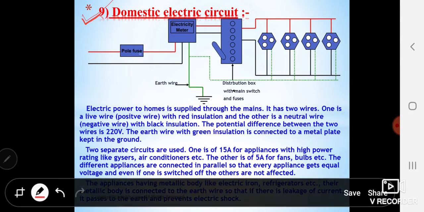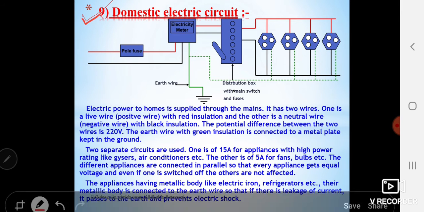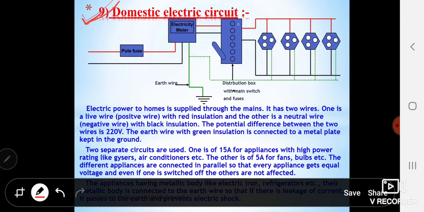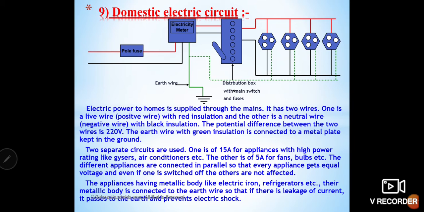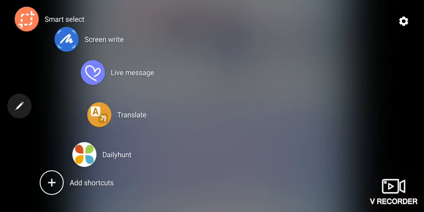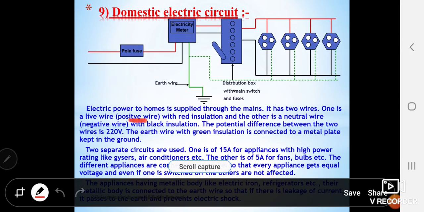So whatever current we are getting in our home regularly is with the help of the domestic electric circuit. This is the electric system in which all the electrical devices are equipped. Let me see one by one what's going on in this one. This is the schematic diagram of the domestic electric circuit. As we know, electric power to every home is supplied through the mains.